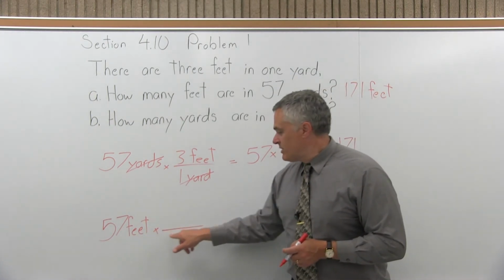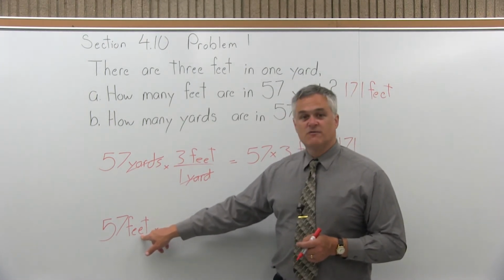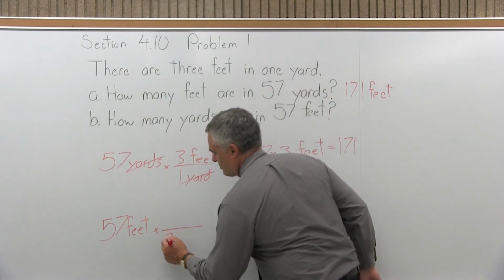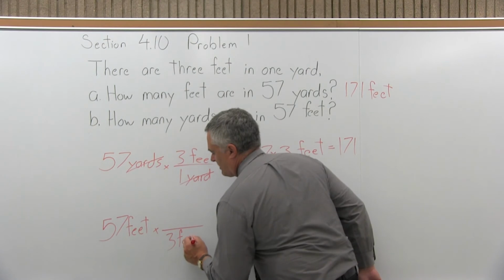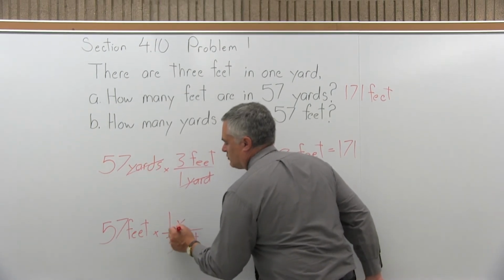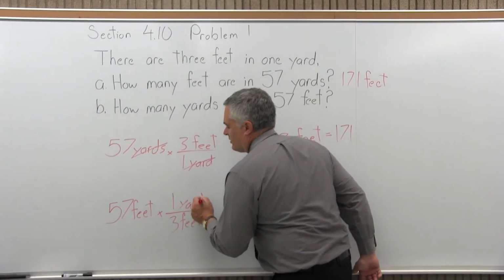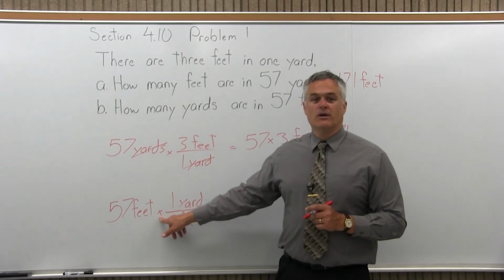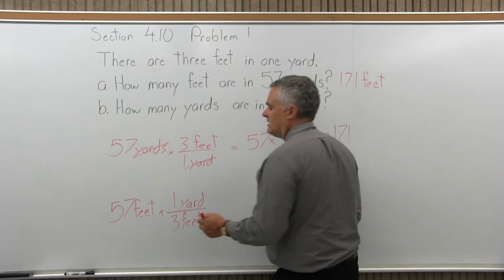So I want to put in the denominator what will cancel the units of measure. Because I'm given feet, I want feet to be in the denominator to cancel. So I have 3 feet in the denominator, and the equivalent amount is 1 yard. So again, you have the same amount over the same amount. You're basically multiplying by 1. You're just manipulating the units.